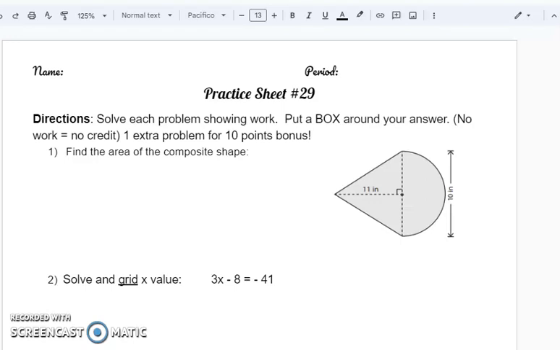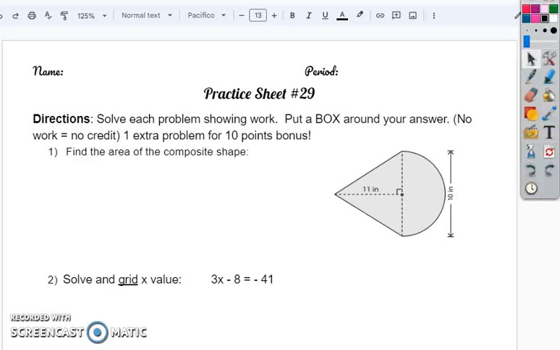Hi everyone, we have a short practice sheet this week since we actually have a short week.